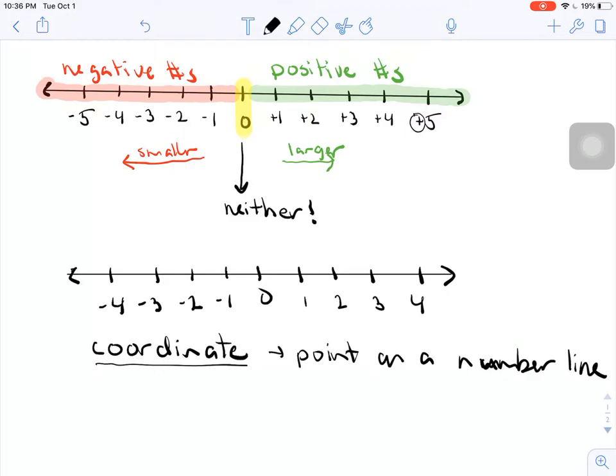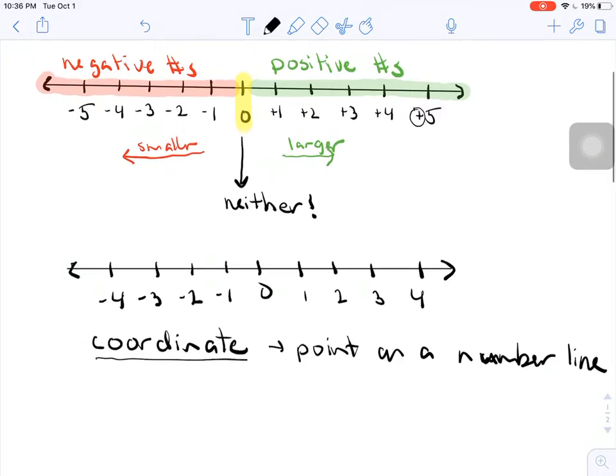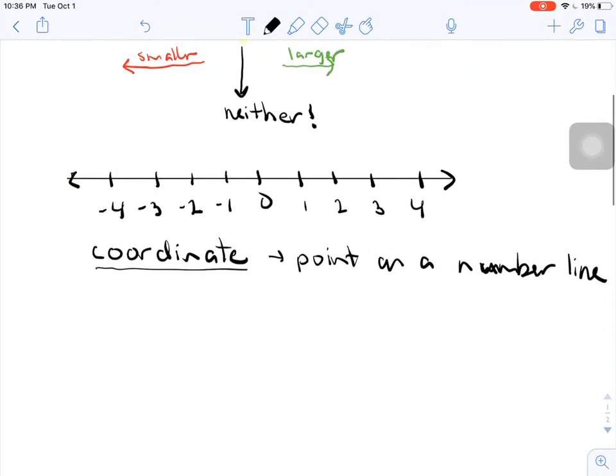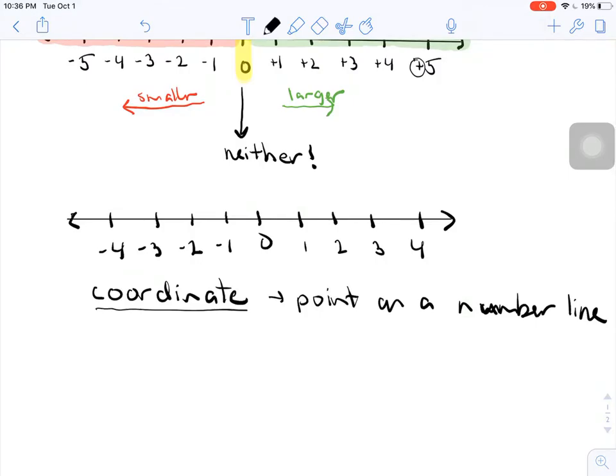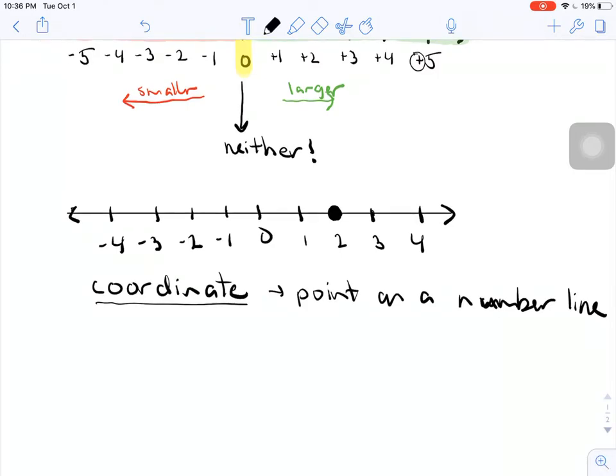So if I wanted to mark the point 2, the way I would do that is just by putting a dot. So we use dots for coordinates, just putting a dot over the 2. And it's a good idea to make your dot big enough that it's easy to see. If you make it really tiny, so I put a dot at 3, but I made it really tiny, people might miss it. So make it big enough that people aren't going to miss it when you mark it on there. But that's how you can graph points or coordinates on a number line.